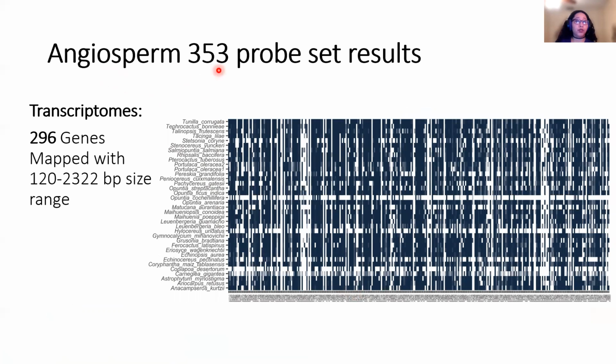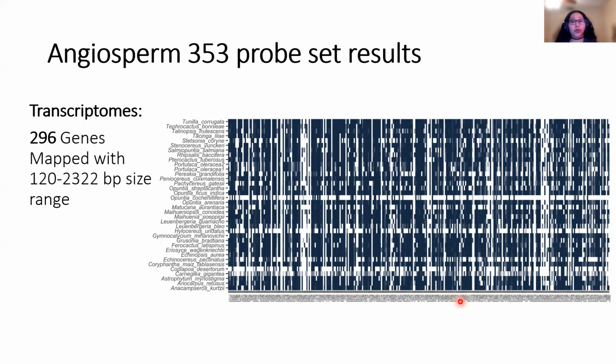When we tried the Angiosperm 353 on the transcriptomes, we have to remember that there were 336 transcriptomes, and they had way more genes. 296 genes were mapped, almost double the Marker Miner probe set, and the size varied between 120 and 2,300 base pairs.